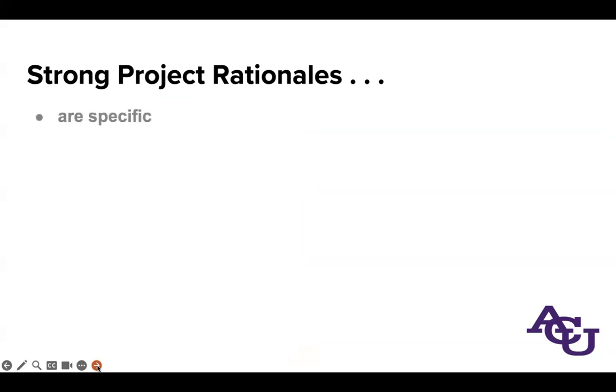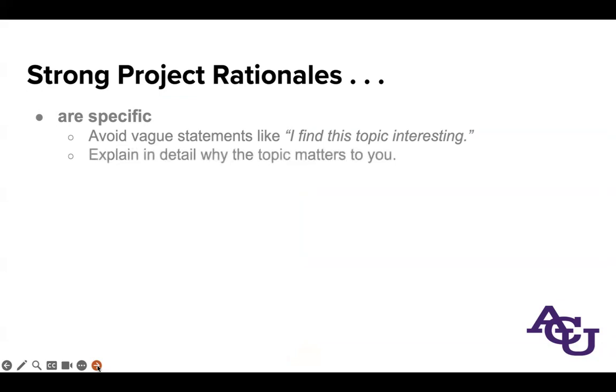Strong project rationales are specific. In other words, you should avoid vague statements like, I find this topic interesting. The reader really wants you to explain in detail why the topic matters to you. And that's not just for the reader, it's for you to understand why you're actually doing something in your context.